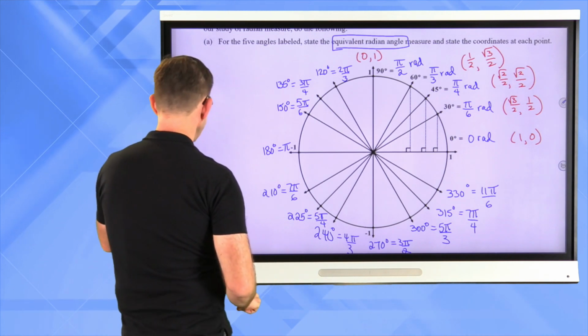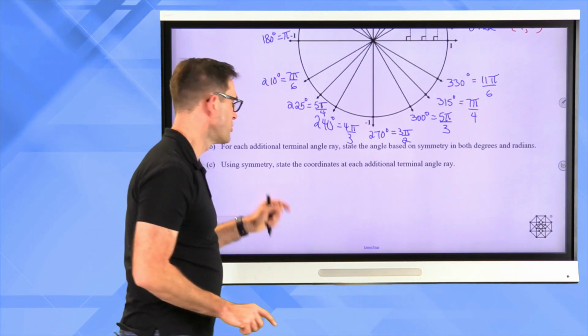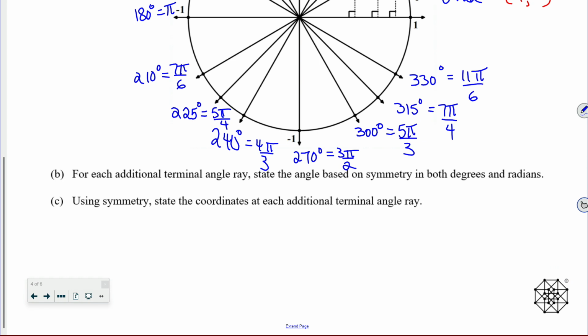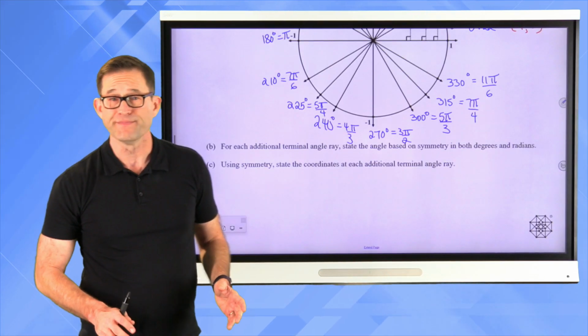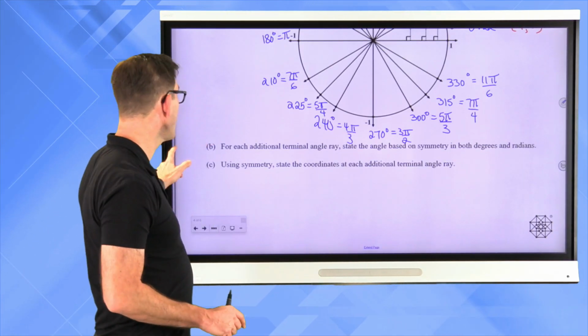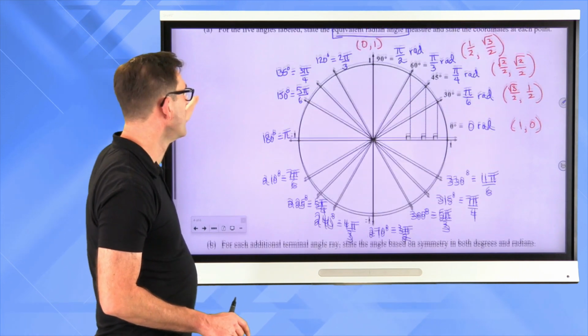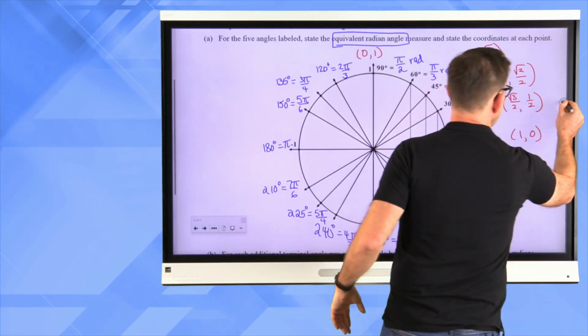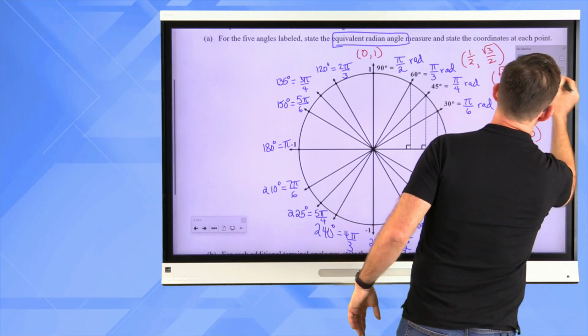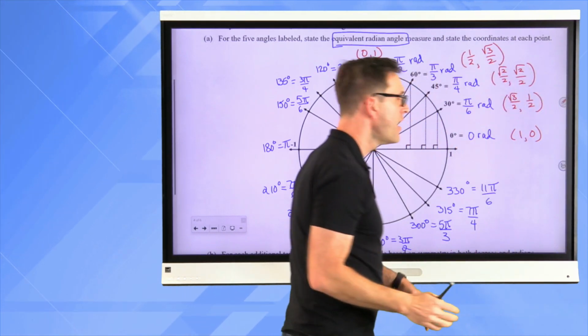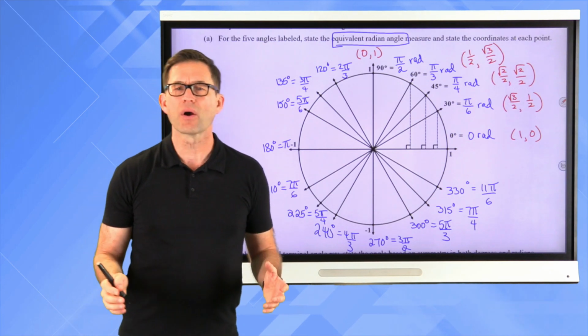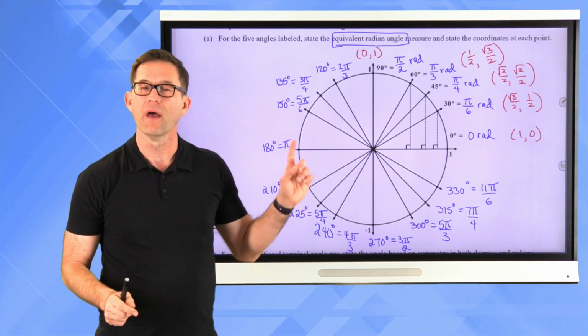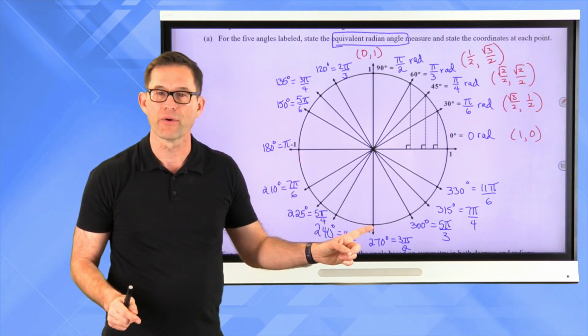Okay, so now let's get into some fun symmetry. Letter C. Using symmetry, state the coordinates of each additional terminal angle ray. So now what I want to do is come up with the coordinate pairs for every one of those. And that may seem like a huge task, but it's actually really easy, all right? And here's why. Let's start with the really simple ones, okay? The 180 and the 270.